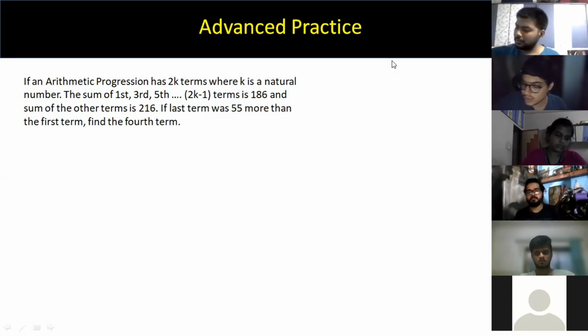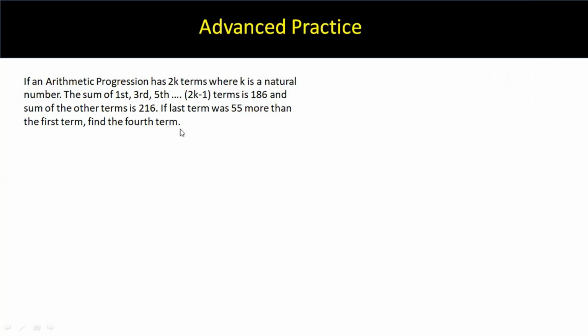We know that (2k minus 1) into d is 55, since the difference of the first term and last term is 55. The last term was 55 more than the first term. So (2k minus 1) into d is equal to 55. And now we are given that the sum of the odd terms is 186 and the sum of the even terms is 216.